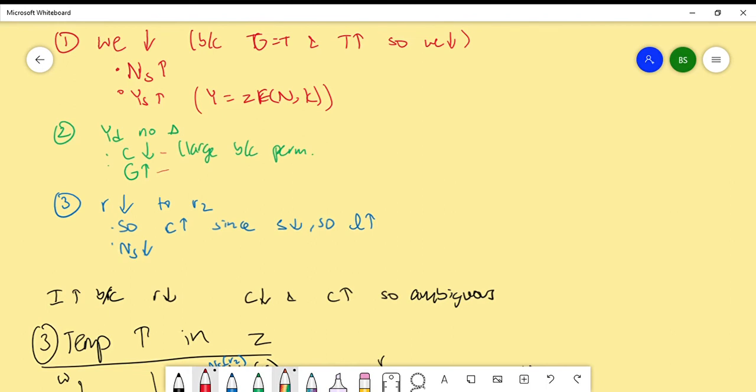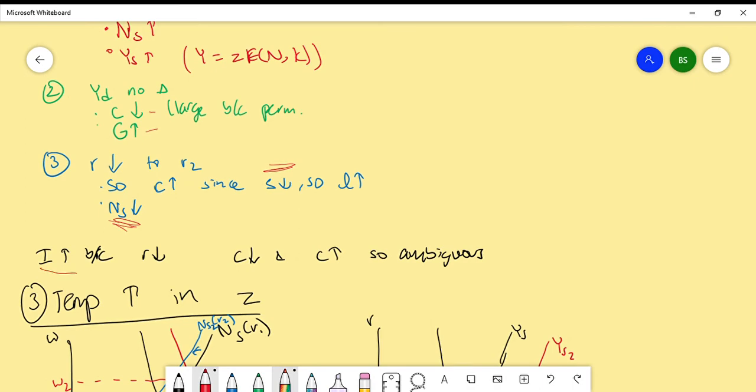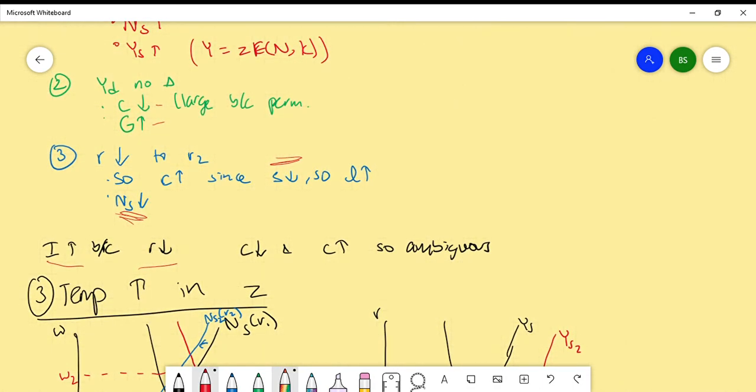The third effect is that the rate increases, and that affects consumption because of the whole savings thing, and it also affects labor supply, and it also affects our investment. So investment increases because the rate fell. Another thing is that here we have consumption falling, but here we have consumption rising, so it's ambiguous. We don't really know what's going to happen to consumption.